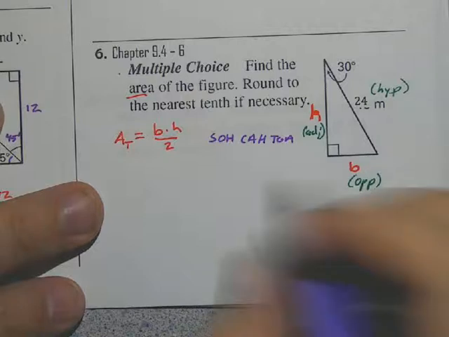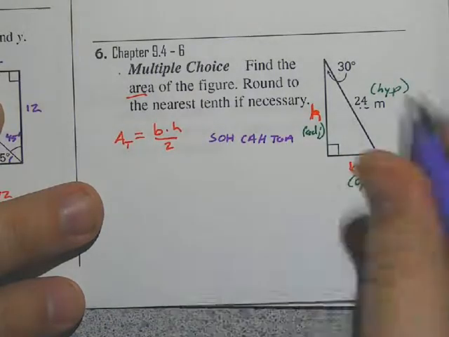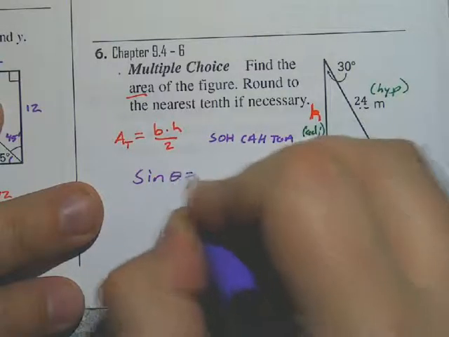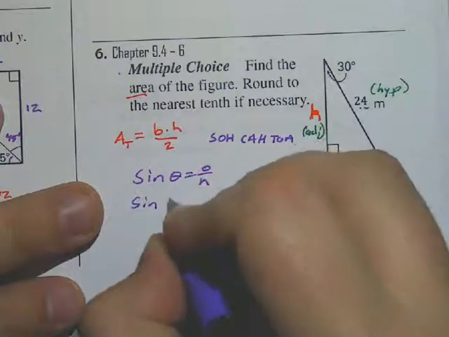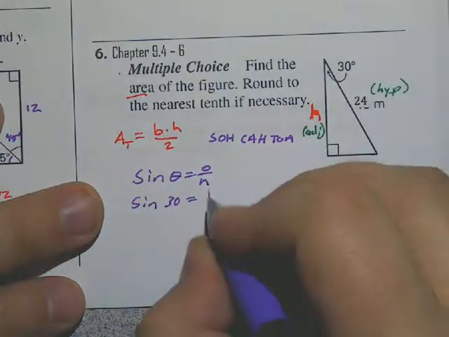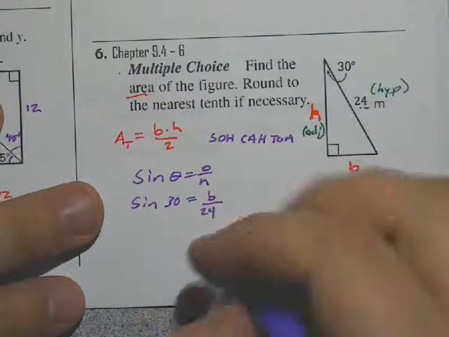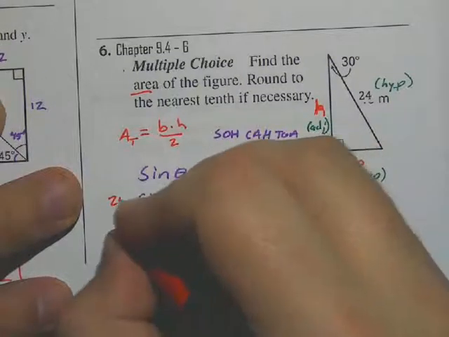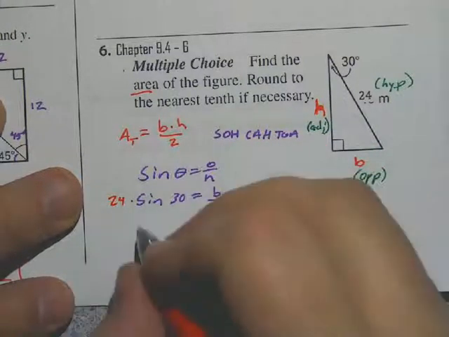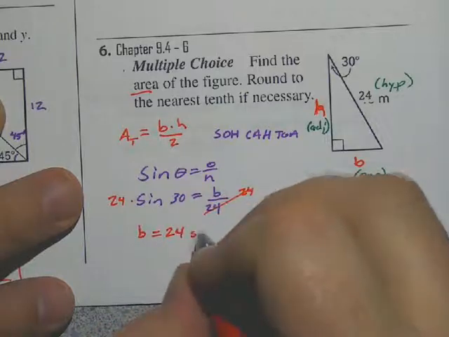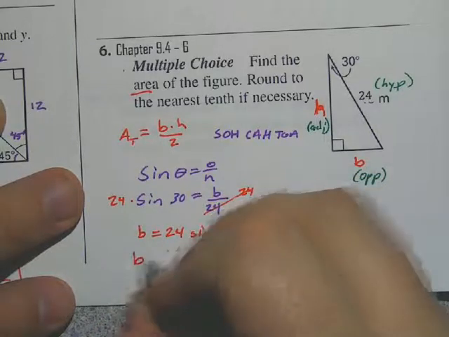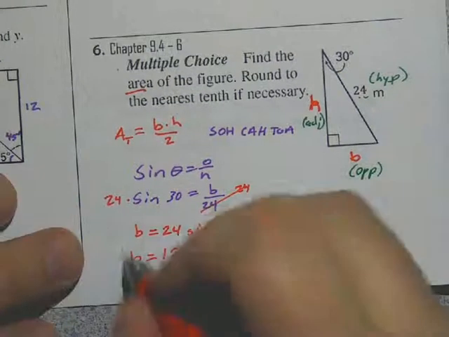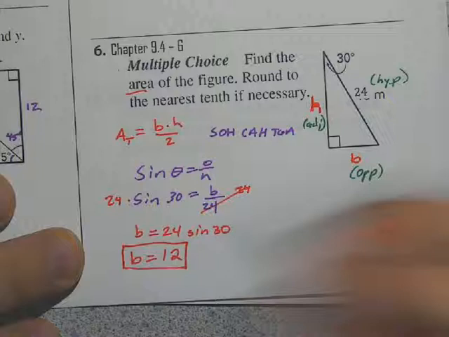Okay, so I'm going to set that up, and I want to use opposite and hypotenuse, which is sine. So sine theta equals opposite over hypotenuse. Sine of 30 equals, opposite is B, hypotenuse is 24. So multiply both sides by 24, and I'm going to get 24 sine 30 equals B. And that's going to find out that that is 12, because sine 30 is a half. But put that in your calculator, and it'll give it to you.